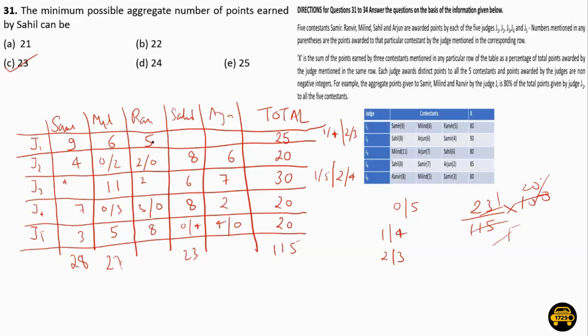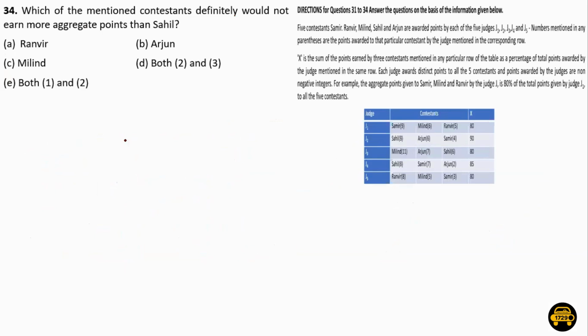Talking about Ranveer, he can get a maximum of 20, I guess 23. Yes, if we take 5 here, it will be 23. And Arjun can get a maximum of 4 plus 6, 10, 17 and 6, 23. So in any case, Ranveer and Arjun cannot score more than Sahil. So the answer will be both 2 and 3.